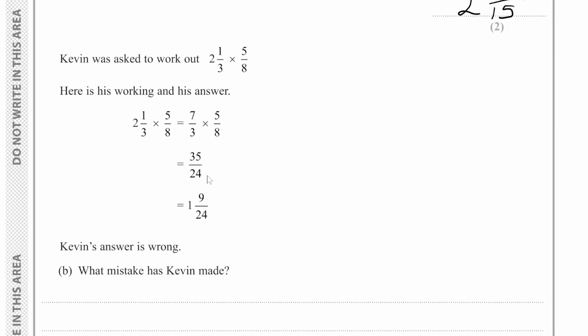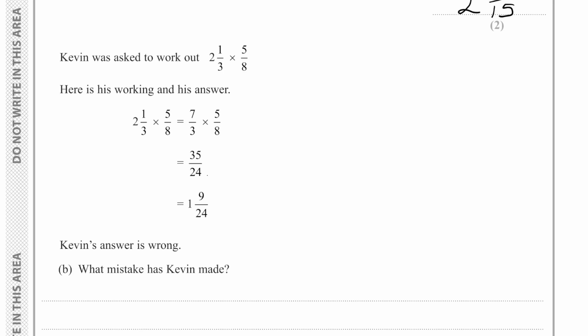Kevin was also asked, I don't know where the word also came from. Kevin was asked to work out 2 1/3 times 5/8. Here is his working. So 2 1/3 is the same as 7/3. That's true. And 7 times 5 is 35. 3 times 8 is 24. That's true. And that's equal to 1 and 9 over 24. That's not true. 35 over 24.